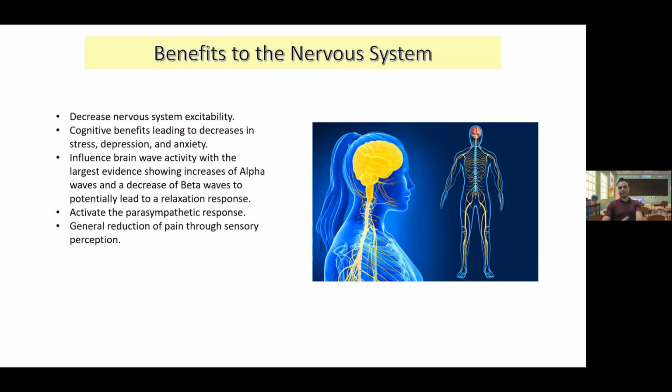Now, there's some studies that are kind of postulating about delta waves and the reduction of gamma waves, but a little more research is needed on these brain waves themselves. So another justification of the relaxation response and psychological response as well. Again, of course, activation of the parasympathetic nervous system is a big one in itself as well. And then just general pain reduction through sensory perception, much similar to what we explained earlier with the gate control theory and how the nervous system works in regards to perceiving sensory input.